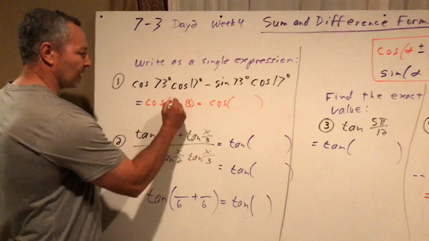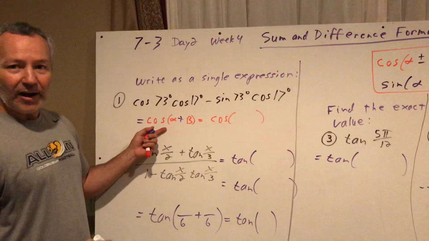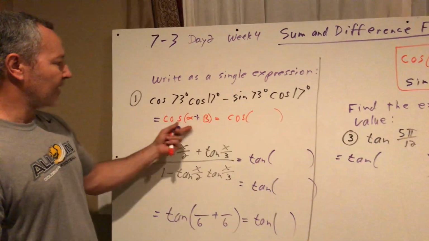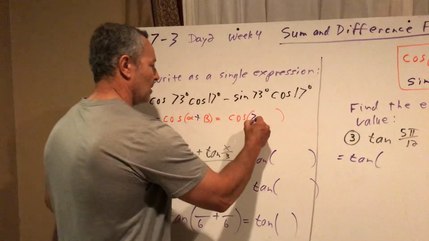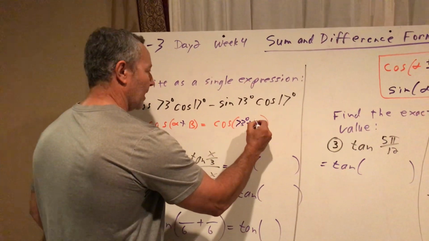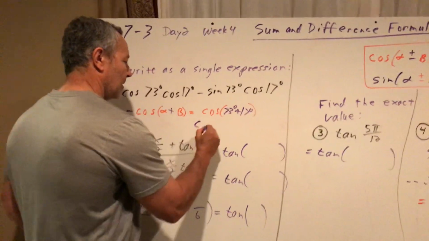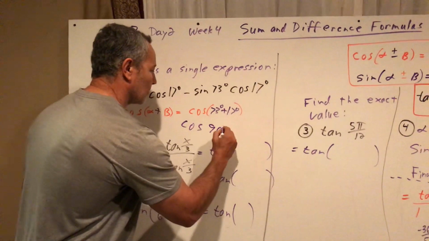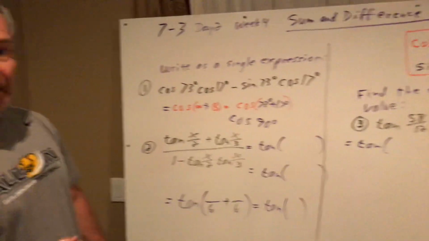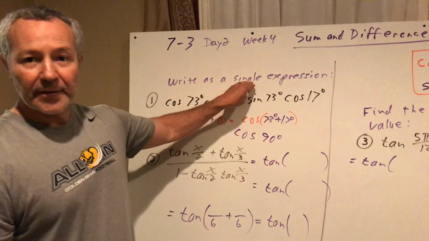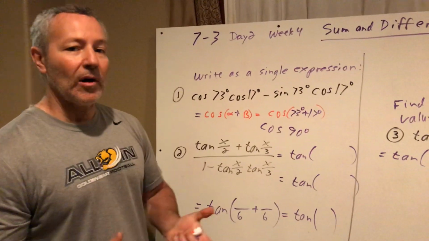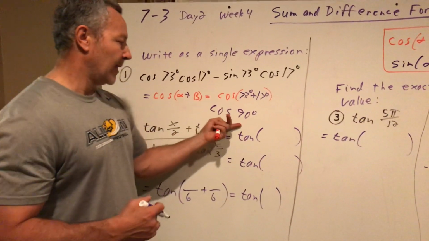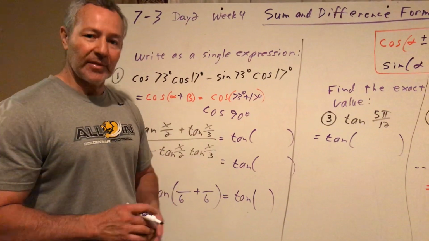So we're doing cosine of alpha plus beta. And I just have to put alpha and beta in there: 73 degrees plus 17 degrees. That's cosine of 90 degrees. And I want you to note something as well. They told us to write it as a single expression. It doesn't mean to solve it. So that answer is 0, but a single expression is what they're asking for.